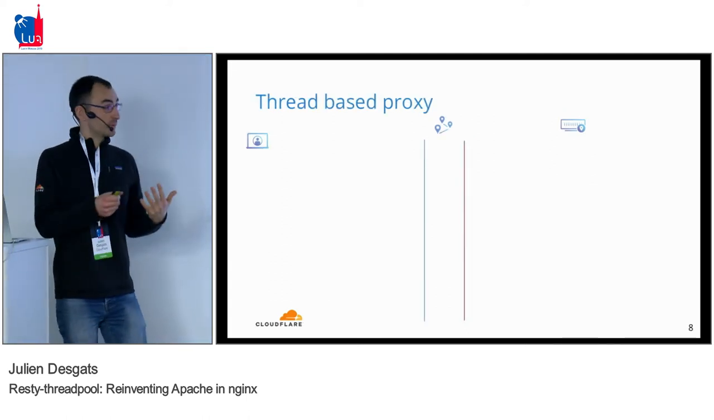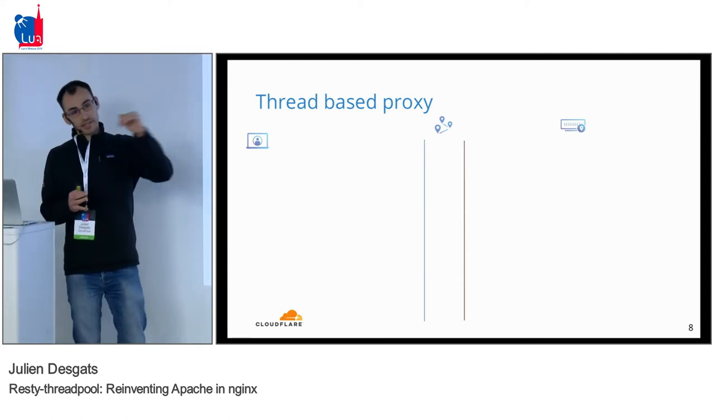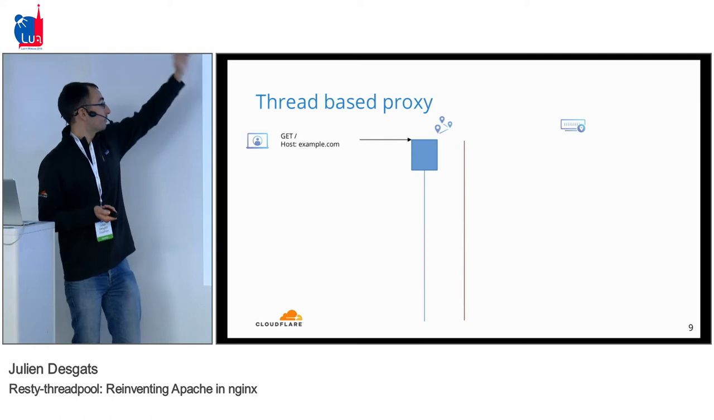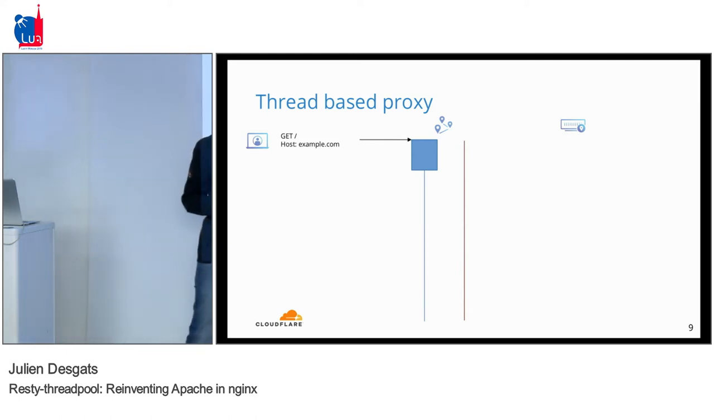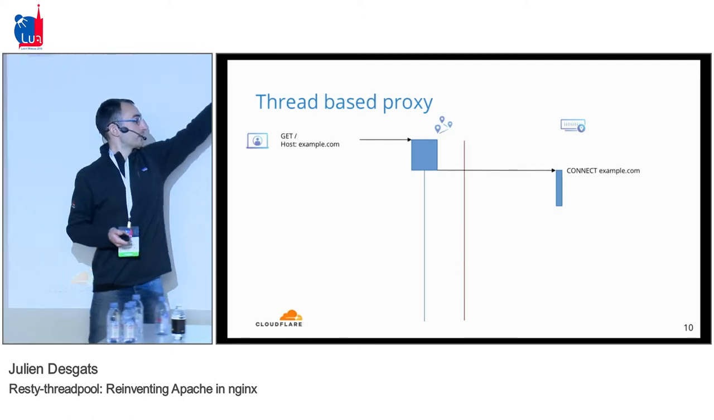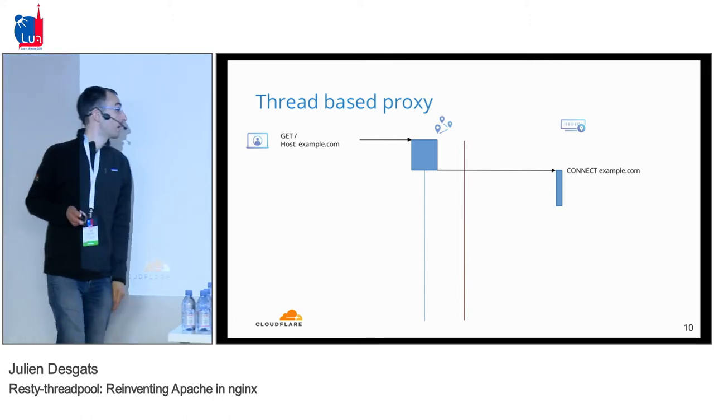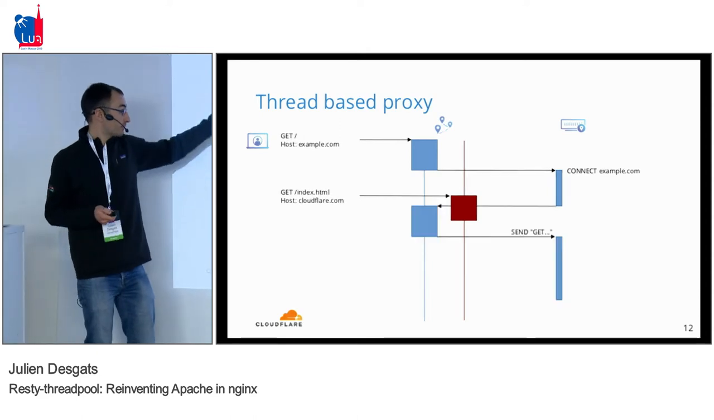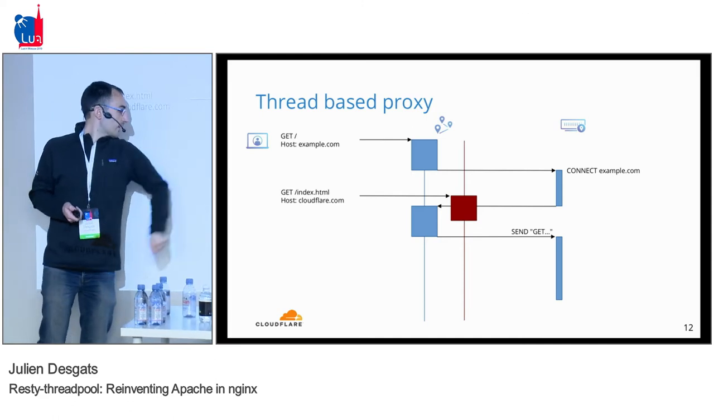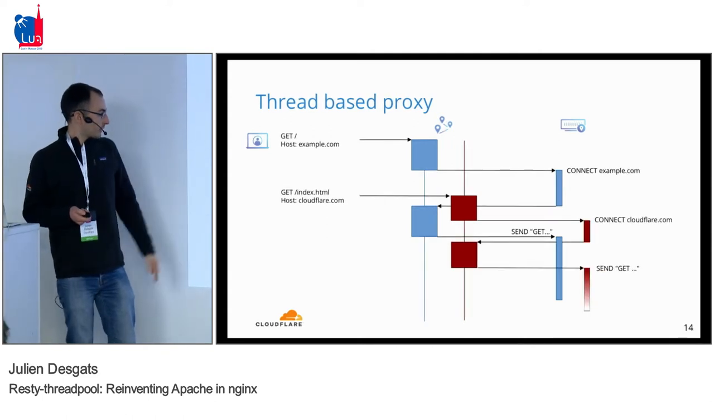Traditionally, if you use Apache or that kind of server, every request is scheduled on a different OS level thread. So if the first request arrives, it gets processed by a thread. As a proxy, we find the origin to connect to, and we connect to that origin, and there is nothing more to do for now. Second request arrives, same thing happens. The origin for the first request answers, so we can do more stuff, and so on.